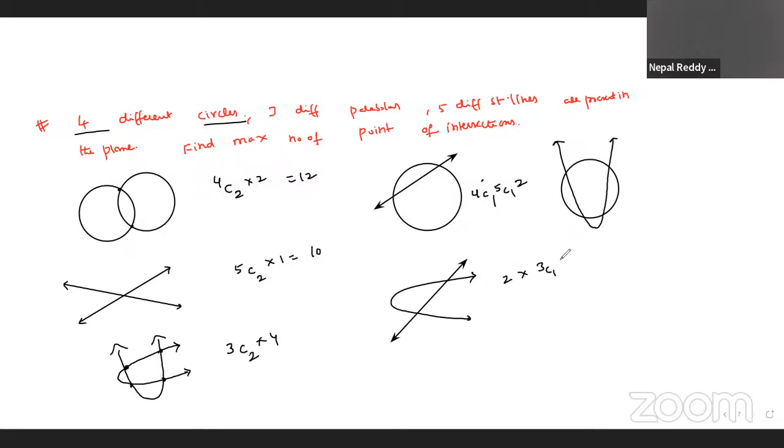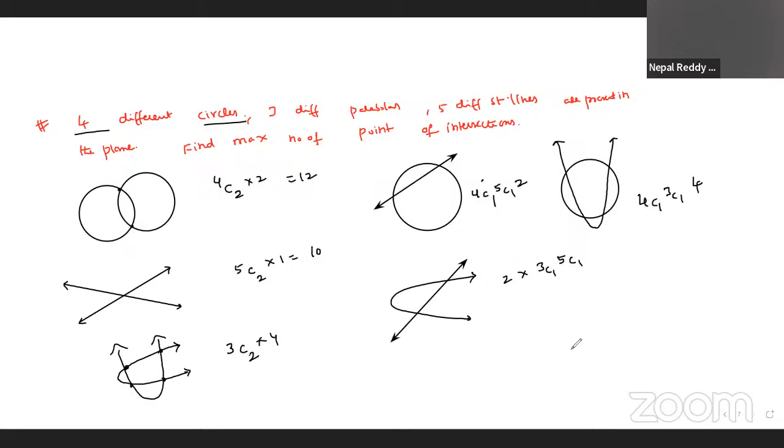3 parabolas in total and 5 straight lines. So 3C1, 5C1 into 2. In the last case, the number of points of intersection is 4C1 into 3C1 into 4.